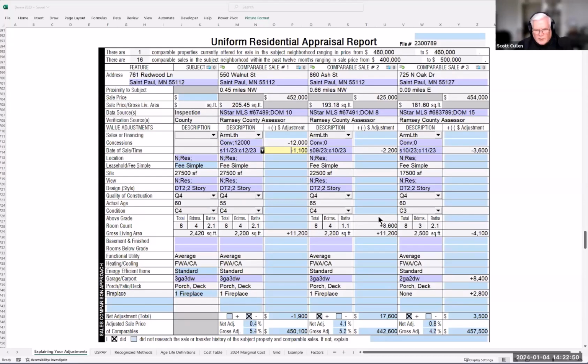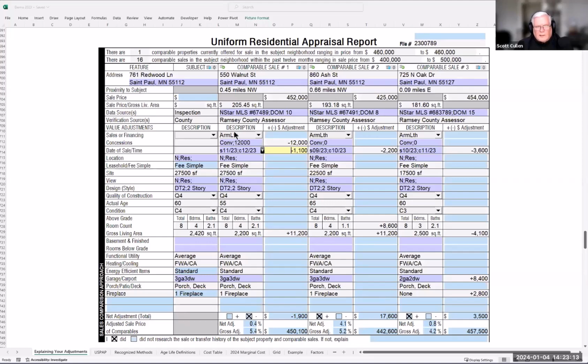I actually should have put it up here. So here's the square footage. I've got an adjustment of GLA from the depreciated cost method. And I've got a 2-stall garage adjustment, $8,400, and a fireplace adjustment of $2,800. So I've got the bottom half of the grid done.